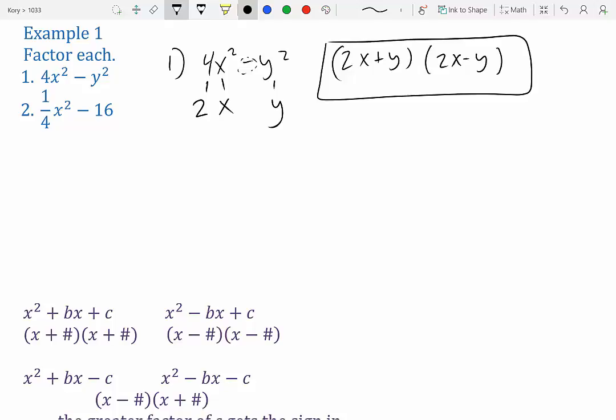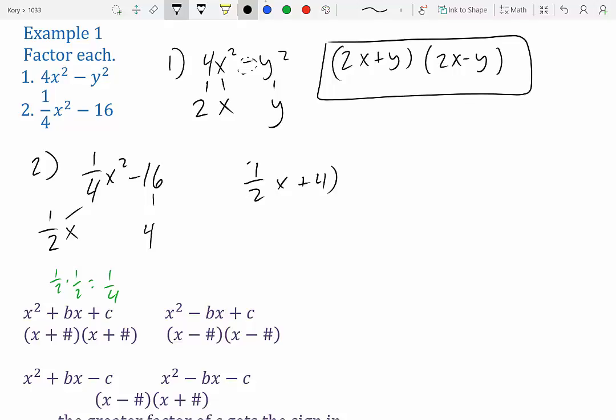Let's do the same thing for number 2. We have 1/4 x squared minus 16. So there's a difference. We're good to go. Now we need to see, are these perfect squares? So the square root of 1/4 is 1/2, because 1/2 times 1/2 equals 1/4. So that works. The square root of x squared is x. There's a minus, so we're good. And then the square root of 16 is 4. Now we're going to combine these with a plus and a minus. So we have 1/2 x plus 4 and 1/2 x minus 4.